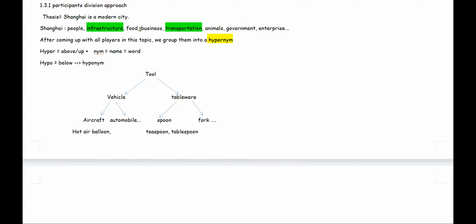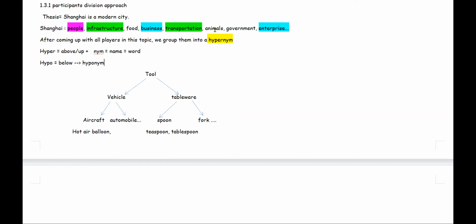So we have business and entrepreneurs. That's pretty much the same thing, right? So I'm just going to group them into family 2, enterprise. And then people, that would be my family 3. Okay.